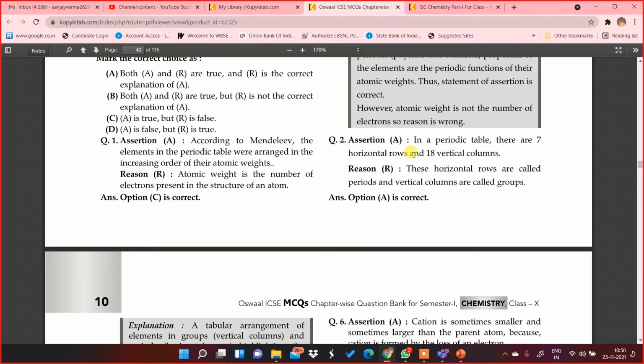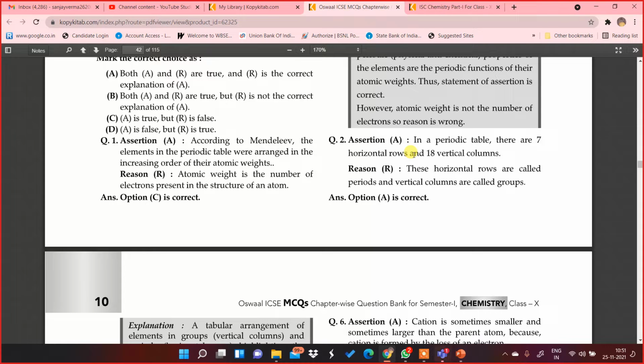Now let us look at the reason. These horizontal rows are called periods and the vertical columns are called groups. This is also true. Assertion A is true and the reason is also true. So both A and R are true, and R is the correct explanation of A. So it is option A.